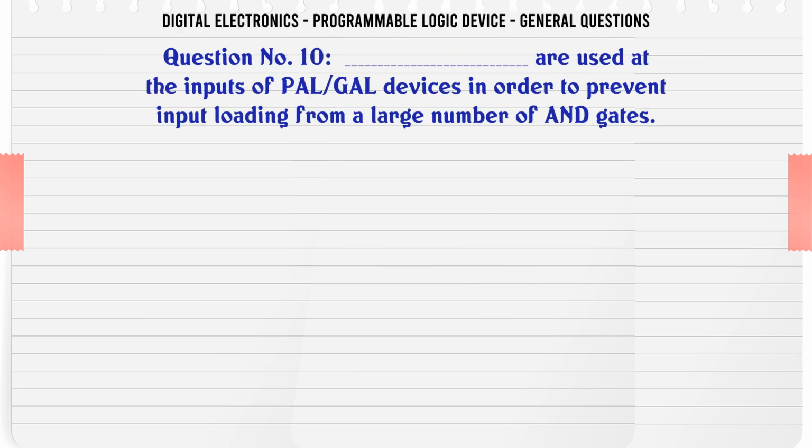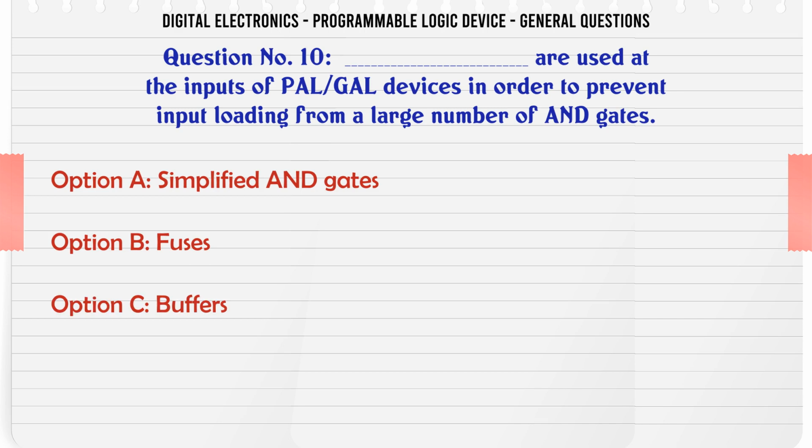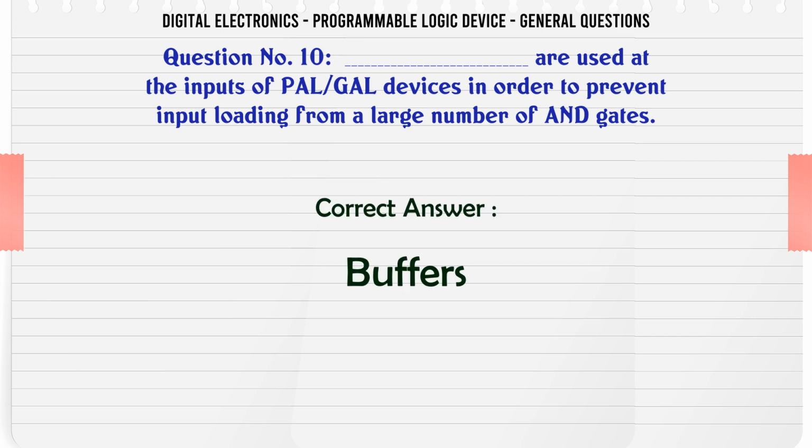What are used at the inputs of PAL-GAL devices in order to prevent input loading from a large number of AND gates? A. simplified AND gates, B. fuses, C. buffers, D. latches. The correct answer is: buffers.